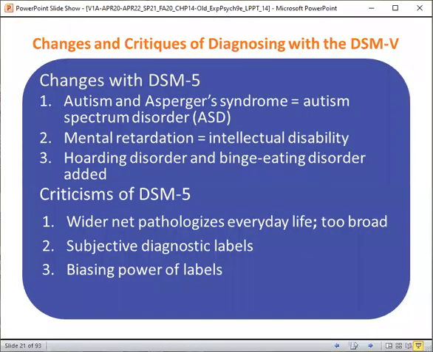So now when it comes to the DSM, there are always going to be critics because no one tool is perfect at all. But here are some of the changes. If you are familiar with the previous DSM in personal reading or in other classes, in the DSM-5, autism and Asperger's syndrome is now the autism spectrum disorder. Mental retardation is now referred to as intellectual disability. We do have the inclusion of hoarding disorder and binge eating disorder added.